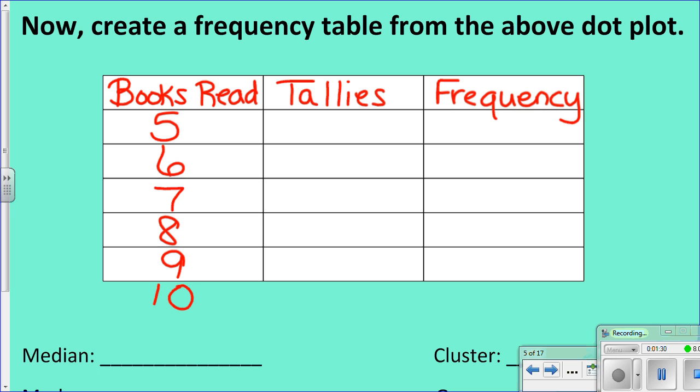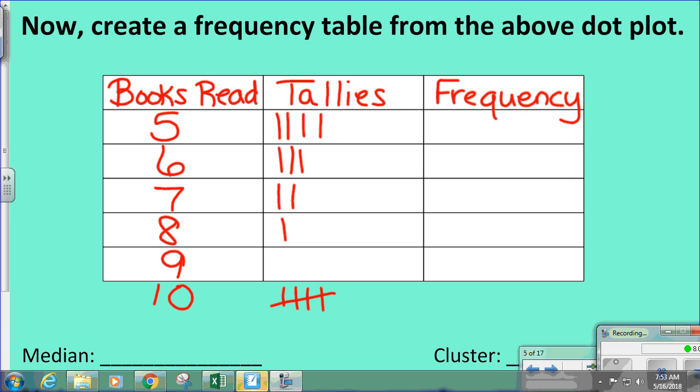Now I'm going to go up to the data, and I would not suggest looking for all the 5s and counting them. I would actually start with the 6. I see a 6, I'm going to put a tally. I see a 5, a tally. A 6, a tally. A 10, a tally. So go ahead and continue with your tallies, and we'll see if we match.